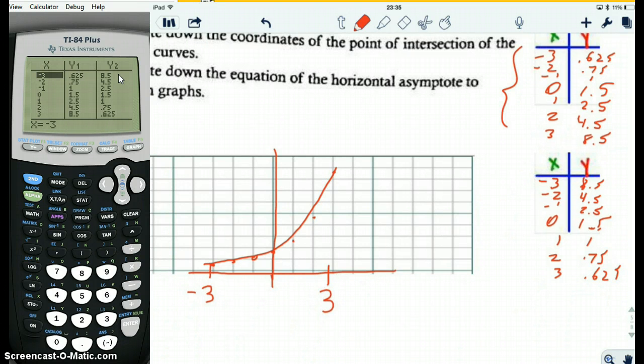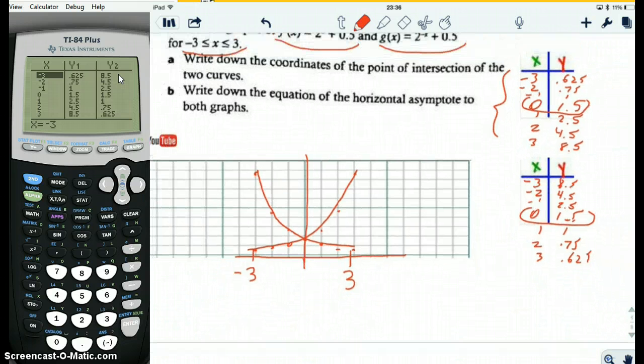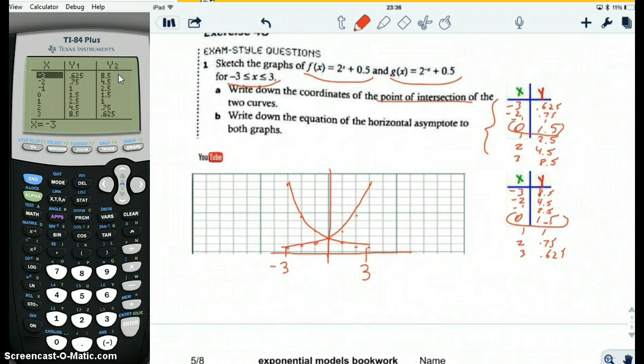And the other curve: -3, 8.5 would be about there. You can see we're making a mirror image. -2, 4.5 would be there. -1, 2.5 would be there. And 0, 1.5 would be there. 1, 1 would be here. 2.75 would be there. 3.625 would be there. So it would be like that. And so the intersection point would be (0, 1.5). Okay, and that's one of the things that they asked us for, the point of intersection.